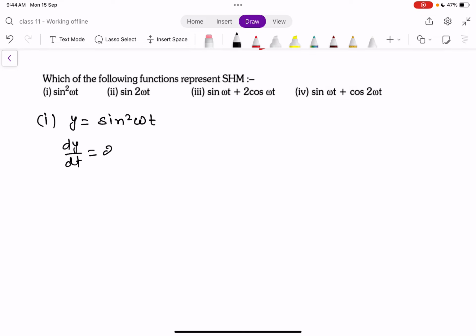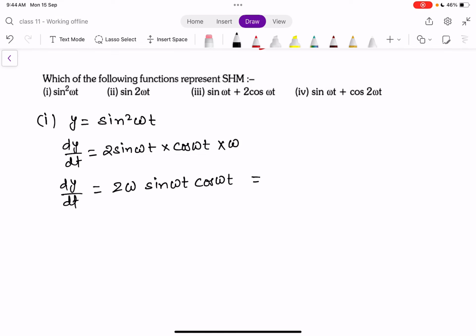2 sin omega t into the differentiation of sin omega t, which is cos omega t, into the differentiation of omega t, which is omega. Alright, so dy by dt comes out to be 2 omega sin omega t cos omega t. It can also be written as omega times 2 sin theta cos theta, which is sin 2 theta, that is omega sine of 2 omega t.